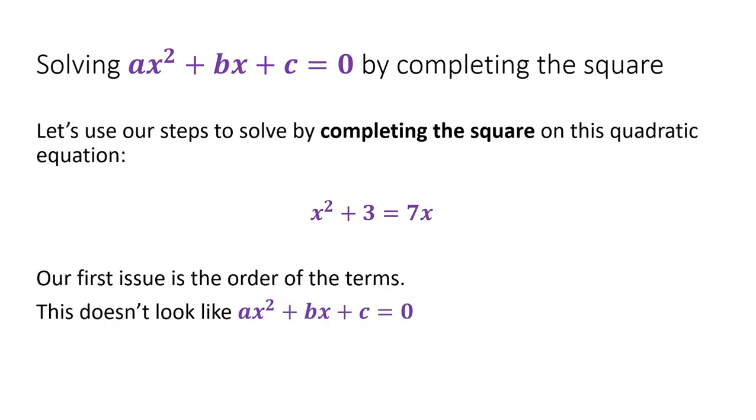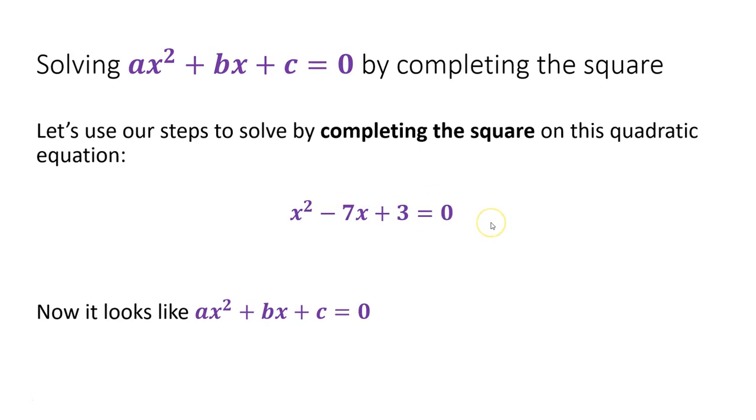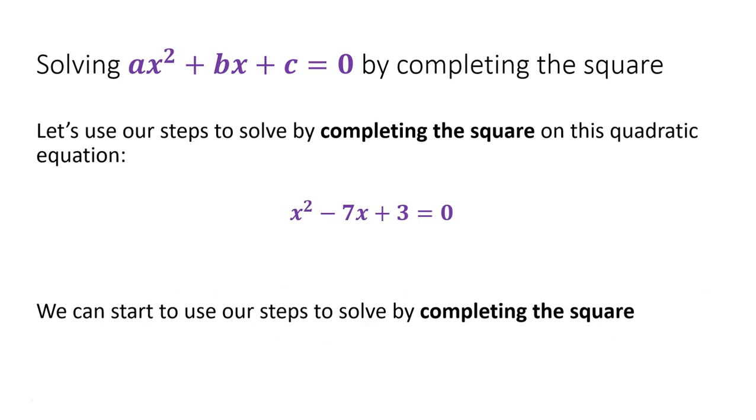But first, the order of the terms is an issue. It doesn't look like ax squared plus bx plus c equals 0, and our steps were based on that sequence. So we can rearrange the terms. We'll move that 7x that's on the right-hand side as positive 7x over here to the left and put it in descending order. So now we have x squared minus 7x plus 3 equals 0. That looks like ax squared plus bx plus c equals 0, and that's where our steps begin.